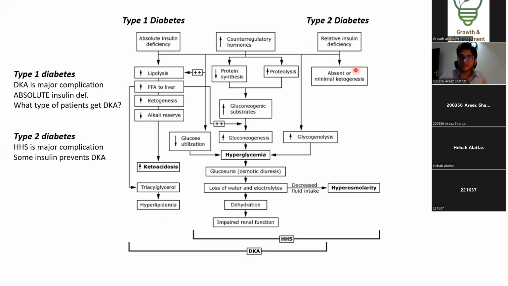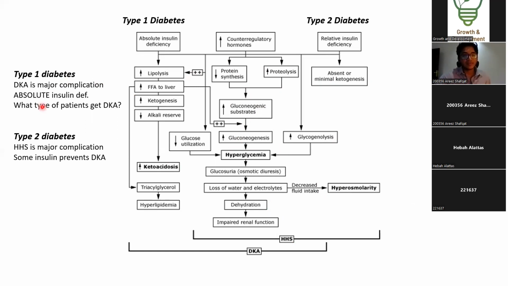In type 2 diabetes, you have a relative insulin deficiency. So you don't really have ketogenesis. But the same thing applies. You have increased glycogenolysis, increased lipolysis, increased protein breakdown. So increased gluconeogenesis, which gives you hyperglycemia. Because of this hyperglycemia, water is coming out of cells. And in the brain, for example, if that happens, that can put you into a coma. So that's why you need to treat this immediately.